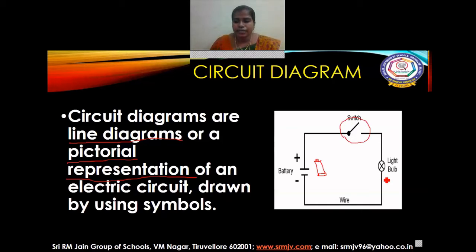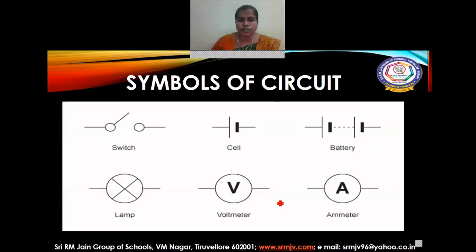Generally the bulb will be like this, but we use a symbol to represent the bulb. And wire, there is no change. Okay, now let me show you the symbols of the circuit. So switch, this is the open switch. If I want to close the switch, then I should draw a diagram like this.